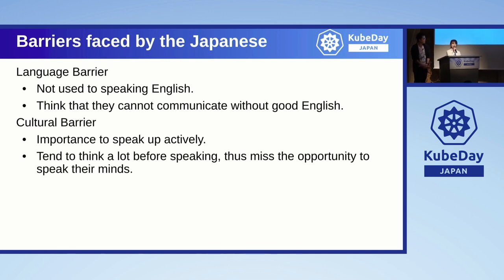And second is the cultural barrier. In the community, everyone is expected to speak up actively, brainstorm together and draw conclusions through this whole communication process. However, Japanese people tend to think a lot before they speak and therefore may miss the opportunity to state their opinion. And this leads them to think more. It's kind of a vicious cycle that will cause them to be more and more afraid to speak up.